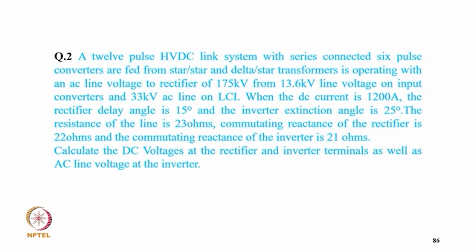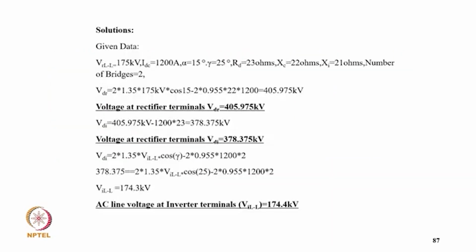Now coming to example 2. A 12 pulse HVDC link system with series connected 6-pulse converters is fed from star and star delta transformer, operating with an AC line voltage to rectifier of 175 kV, from 13.6 kV line voltage on input converters and 33 kV AC line on LCI. When DC current is 1200 ampere, the rectifier delay angle is 15 degree and the inverter extension angle is 25 degree, and the resistance of line is 23 ohm. The commutating reactance of rectifier is 22 ohm and the commutating reactance of inverter is 21 ohm.